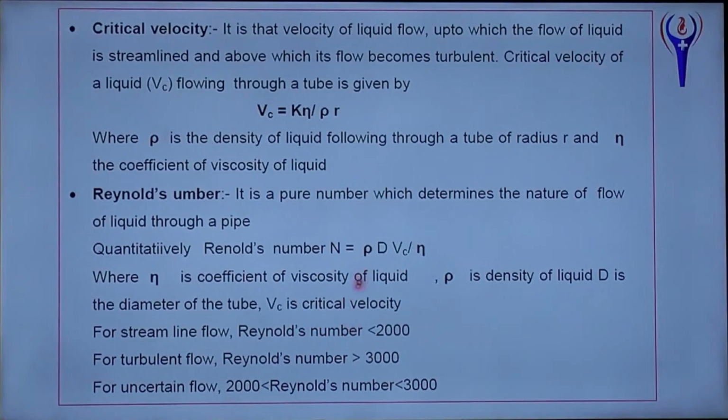And if the Reynolds number value is less than 2000, then we can say the flow is streamlined flow. And if it is greater than 3000, it is called turbulent flow. And if it is in between 2000 to 3000, it is uncertain flow. That is, it can switch from streamline to turbulent or turbulent to streamline.